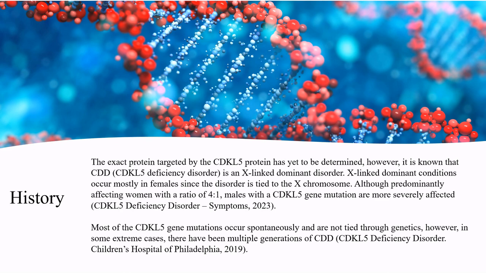The exact protein targeted by the CDKL5 protein has yet to be determined. However, it is known that CDD is an X-linked dominant disorder. X-linked dominant conditions occur mostly in females since the disorder is tied to the X chromosome. Although predominantly affecting women with a ratio of 4:1, males with a CDKL5 gene mutation are more severely affected. Most of the CDKL5 gene mutations occur spontaneously and are not tied through genetics. However, in some extreme cases, there have been multiple generations of CDD.